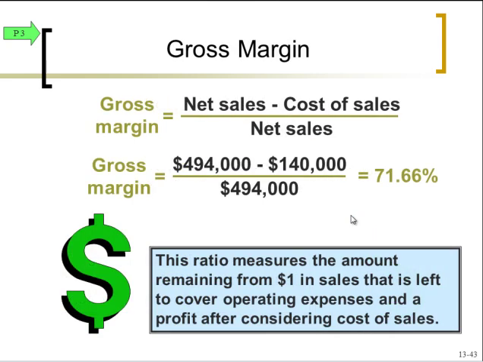The gross margin or gross profit margin, those terms are the same. So gross margin ratio or gross profit ratio, they mean the same thing. The first thing we're doing is comparing net sales less cost of sales or cost of goods sold. That gives us our gross profit, which is also gross margin. We divide it by net sales to get a percent. Out of every sales dollar, how much of that was gross profit? 71.66% in this example.